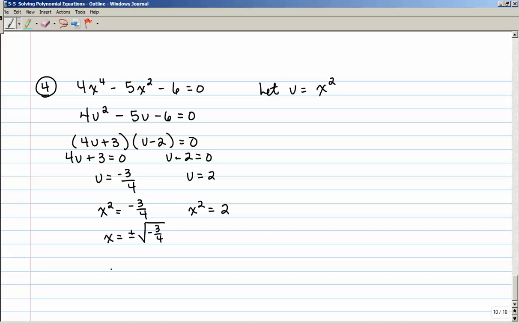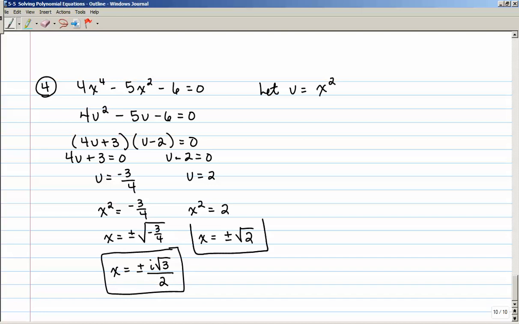-3/4. Cleaning that up, getting rid of the negative in there, we have plus or minus i square root of 3 over 2, and taking the square root of both sides here, x equals plus or minus the square root of 2. So here are 2 complex solutions. Here are 2 real but irrational solutions.